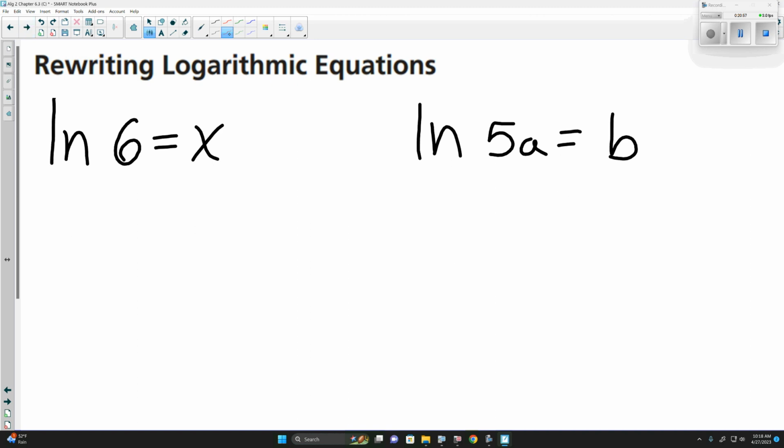Now, for these, ln of x equals y if and only if e to the y is equal to x. So our first one here, ln of 6 equals x. This would be the same as e to the x is equal to 6.